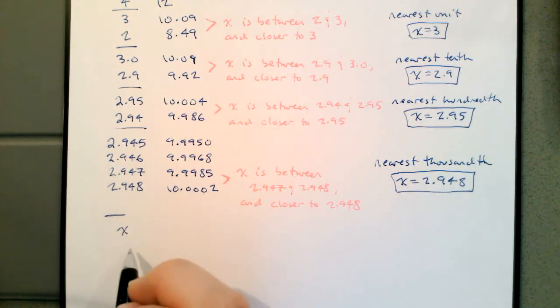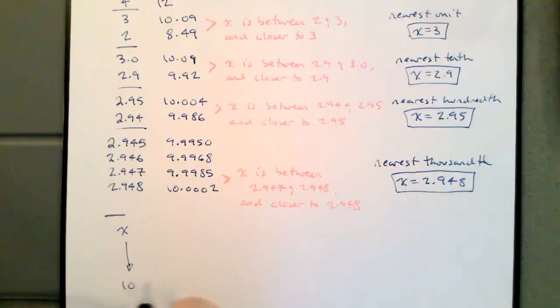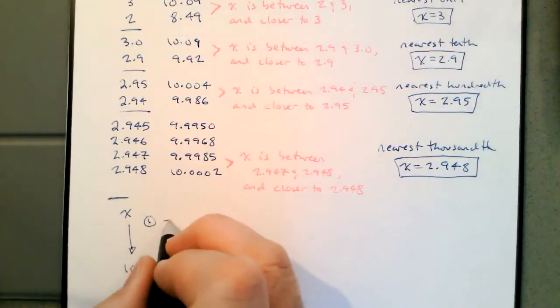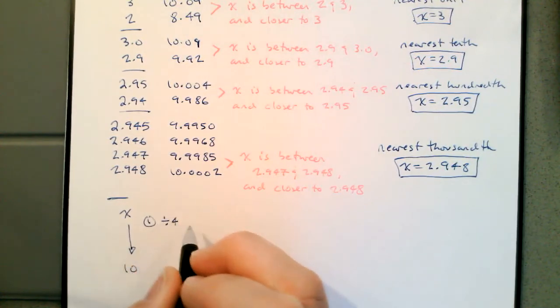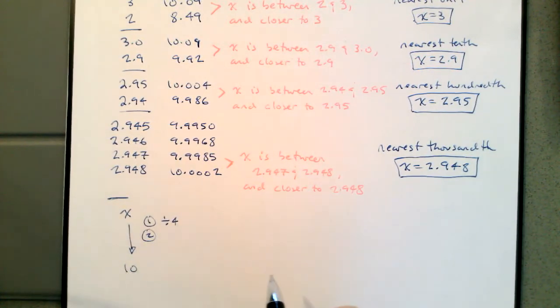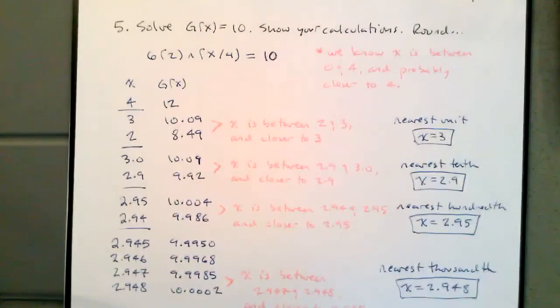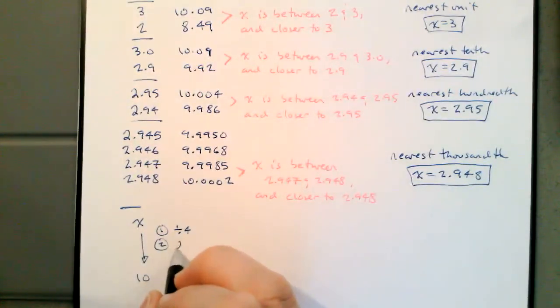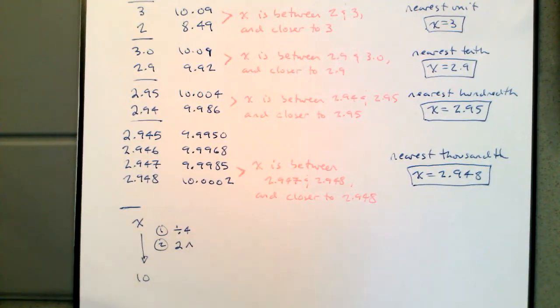So x gets turned into a 10. The first thing that we do in this expression is we divide by 4. The next thing we do is it becomes the power of 2, because exponents go before multiplication. So I'm going to say 2 to the x over 4. And then the third thing that happens is we multiply by 6.